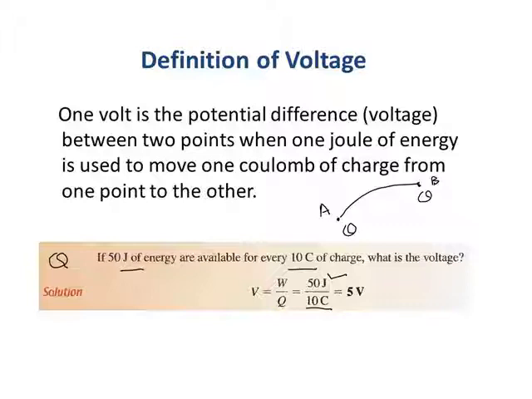There is a simple problem associated with this same concept. If 50 joules of energy are available for every 10 coulombs of charge, what is the voltage? So V is equal to W by Q. W is 50 joules, Q is 10 C. Therefore, the answer is 5 volts.